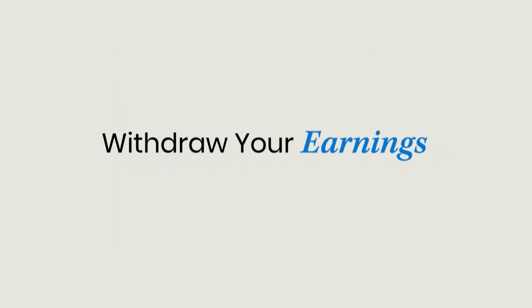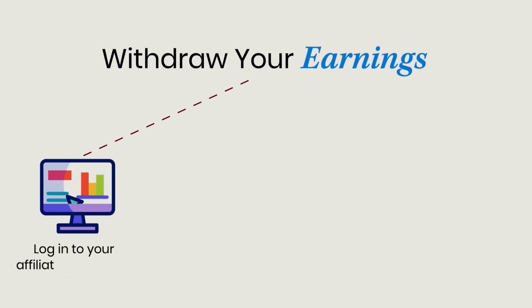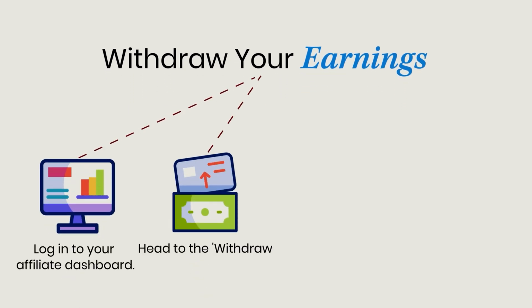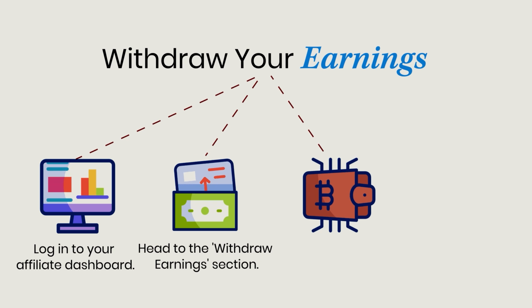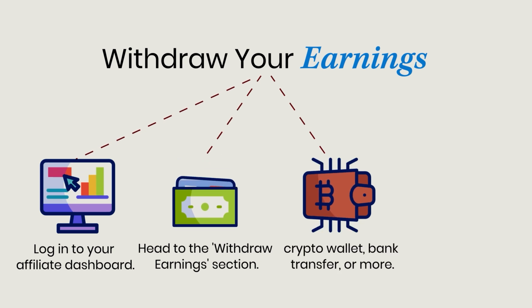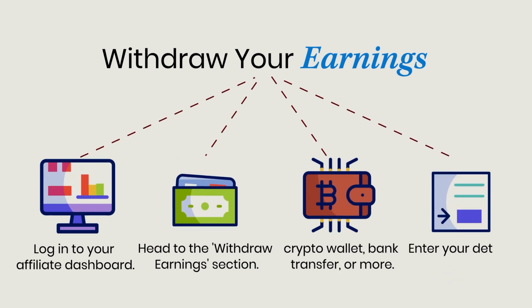Step 6. Withdraw your earnings. When it's time to cash out, log into your affiliate dashboard. Head to the Withdraw Earnings section. Choose your preferred method: crypto wallet, bank transfer, or more. Enter your details and confirm.